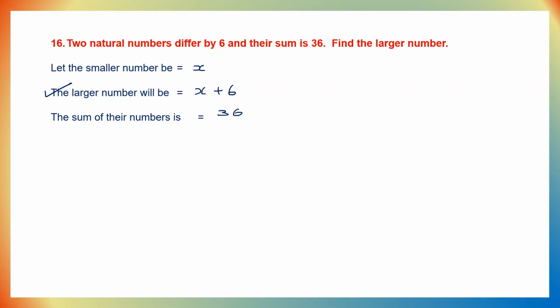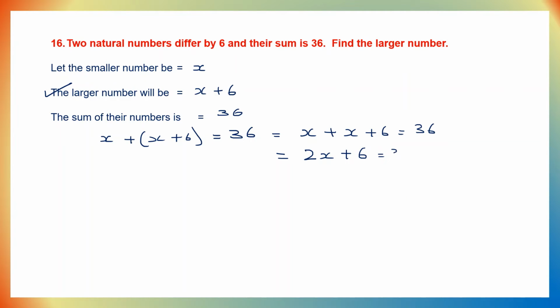So let's start by finding their sum. The sum of the numbers is 36. That means the smaller number is x, and the bigger number is x plus 6. Together they add up to 36. So now let's open the brackets. x plus x plus 6 is 36. So x plus x is 2x plus 6 is 36. So we can find the value of 2x.